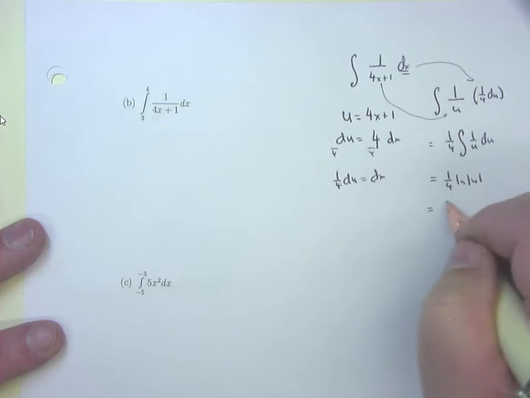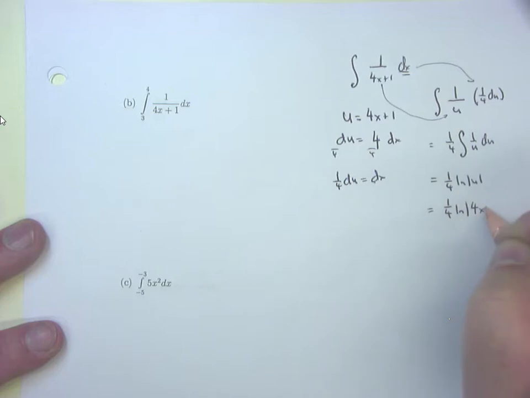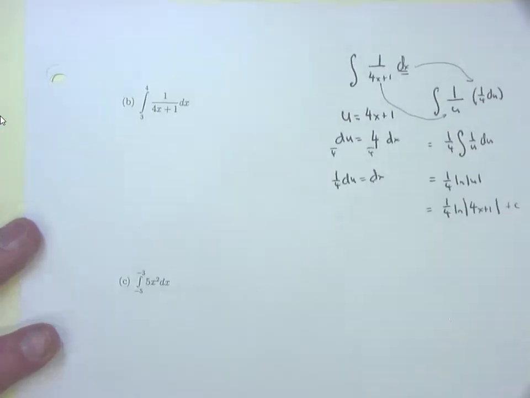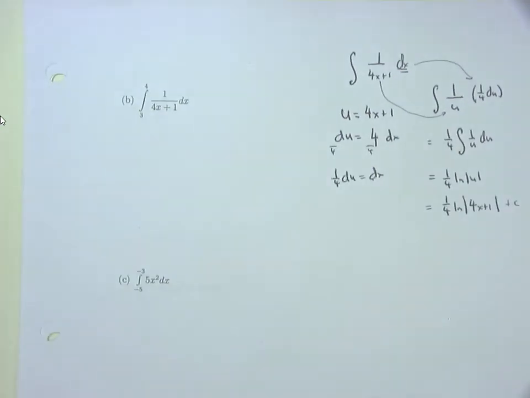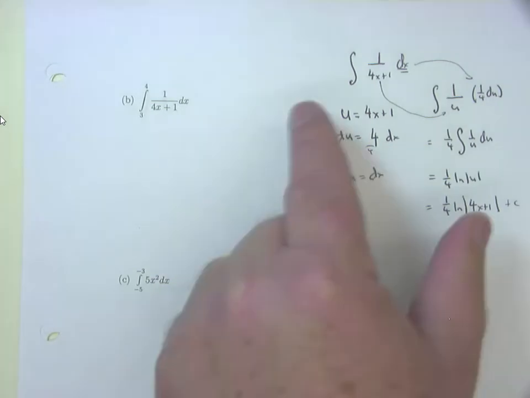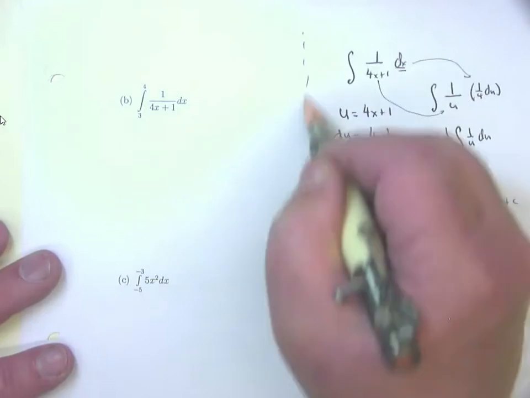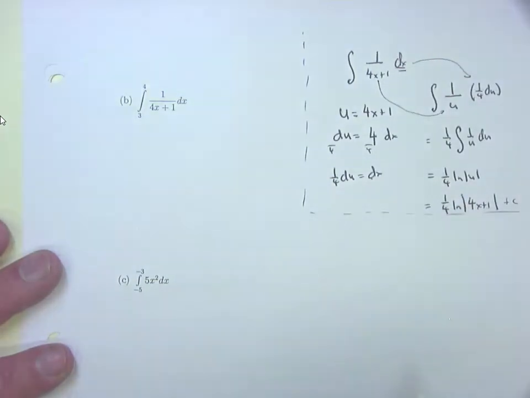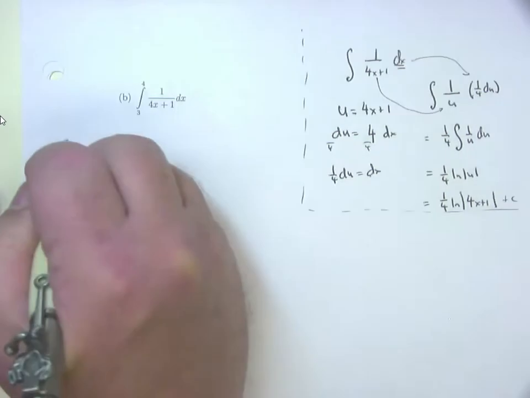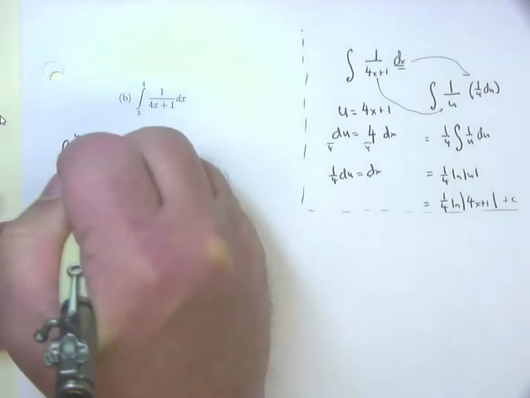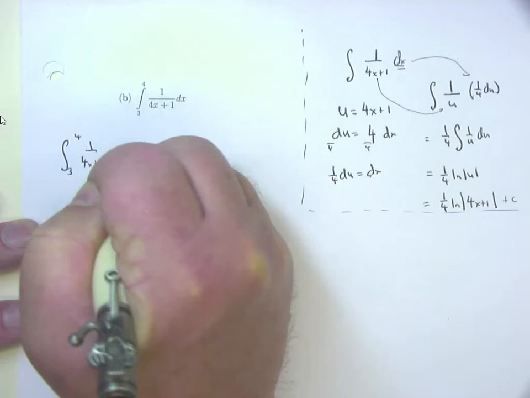And then you back substitute: 1/4 the natural log absolute value of 4x plus 1, and you put the plus c on here because this is an indefinite integral, so it doesn't have bounds. But that wasn't my original question. This work is just to figure out what the integral is. This is your antiderivative.